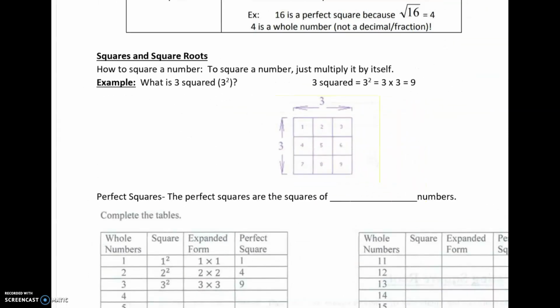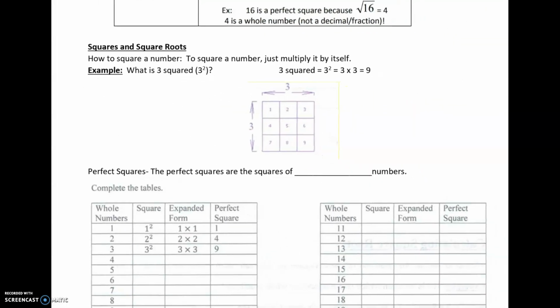All right. So now we're going to get a little visual here on squares and square roots. How to square a number. To square a number, just multiply it by itself. We've been doing this throughout the year, really. So 3 squared means 3 to the second power, which is 3 times 3, which is 9. In visual form, you have a square, and it's broken down into 9 smaller squares. So it's 3 units on each side, so 3 squared is 9. Okay. Perfect squares are squares of what kind of numbers? Whole numbers. So whole goes in there.